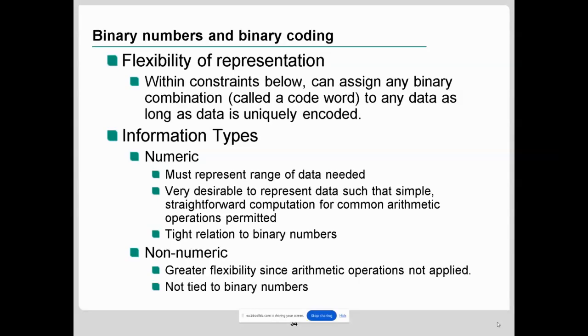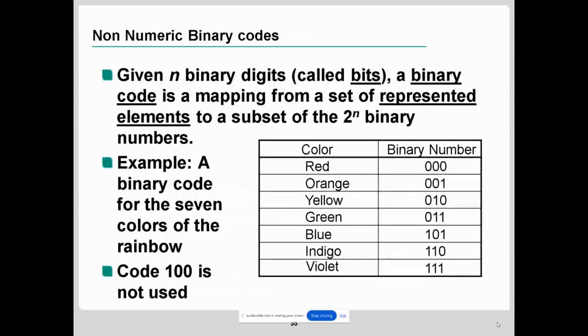What about colors? In the next example, are colors numeric or non-numeric? Non-numeric. Colors are not numbers, but we convert them into a numeric representation. What is the code for red in this particular example? 0. What is the code for orange? 1. So this is non-numeric data.